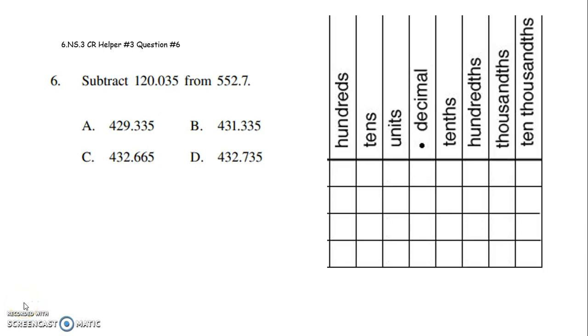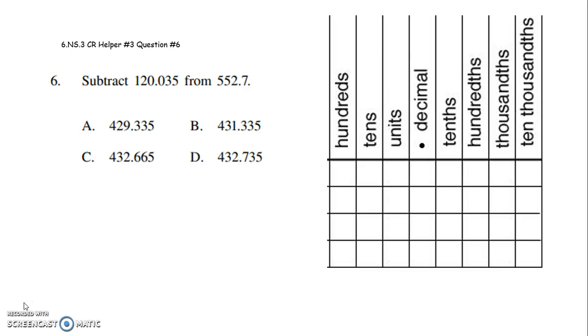All right, sixth graders, this is going to help you with question 6 on your third CR. It says subtract 120 and 35 thousandths from 552 and 7/10.